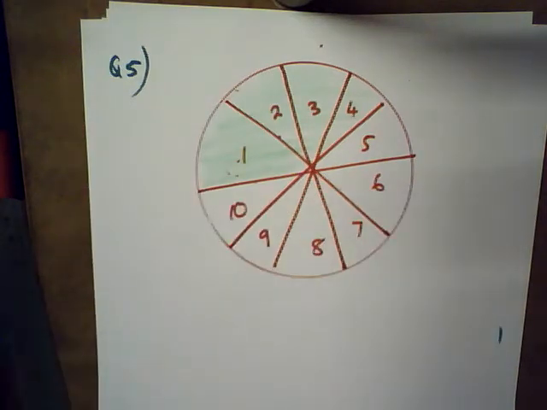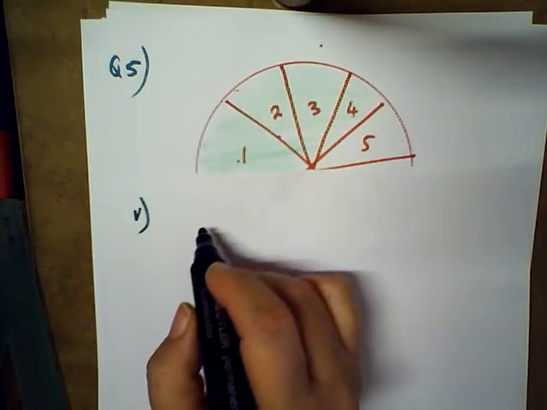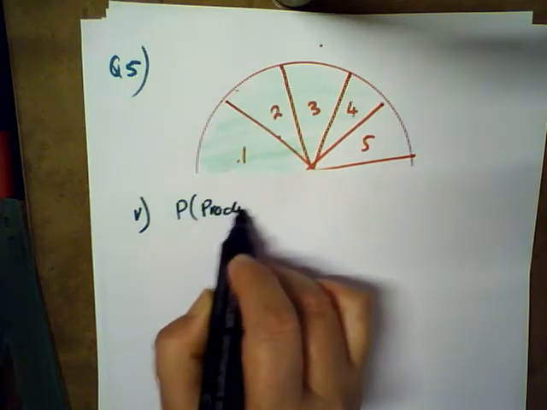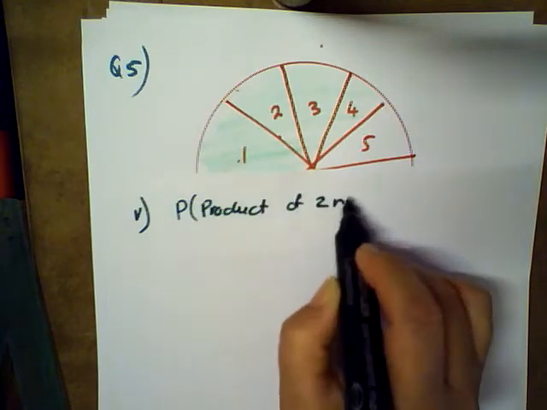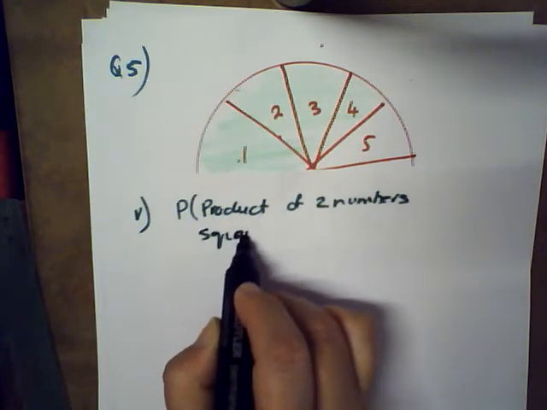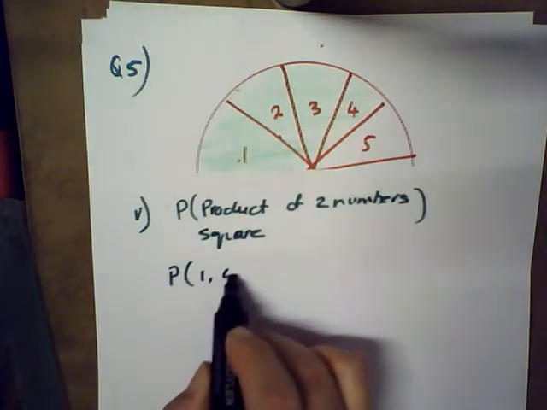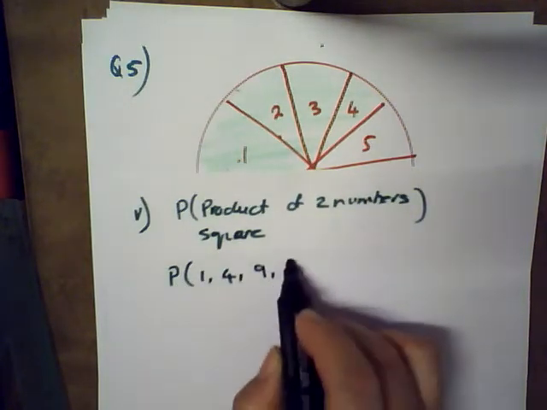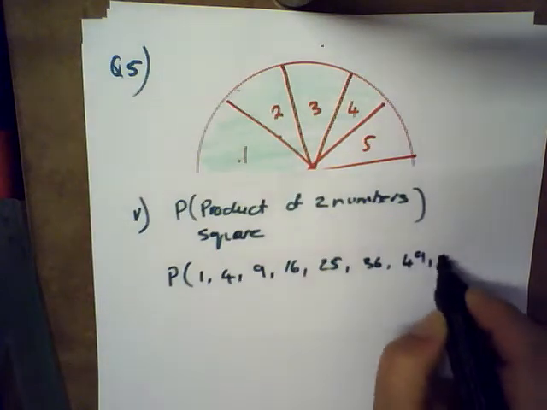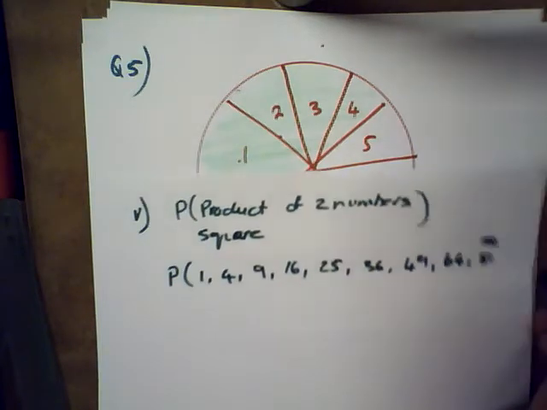Now the next question is question 5, and here we have to really think a little bit. The product of the numbers in the 2 sectors is a square number, so the product of 2 numbers must be a square. So we're looking at the product of 2 numbers. That would be either a 1, a 4, a 9, 16, 25, 36, 49, 64, 81, or 100. There you go.